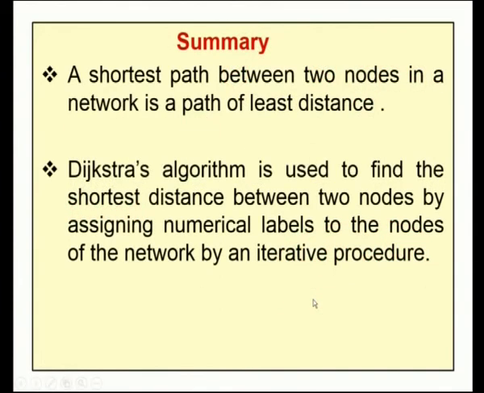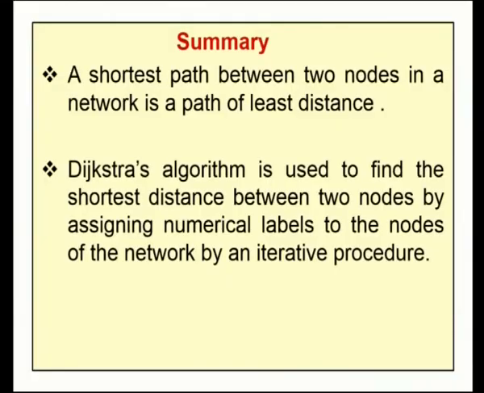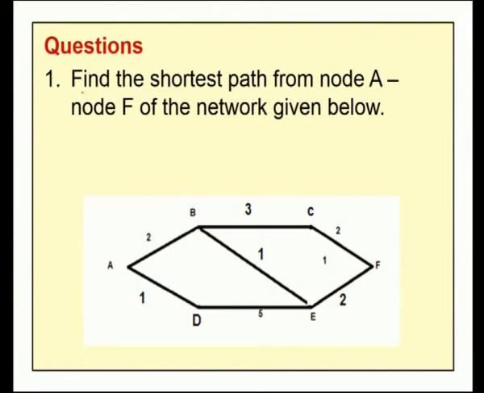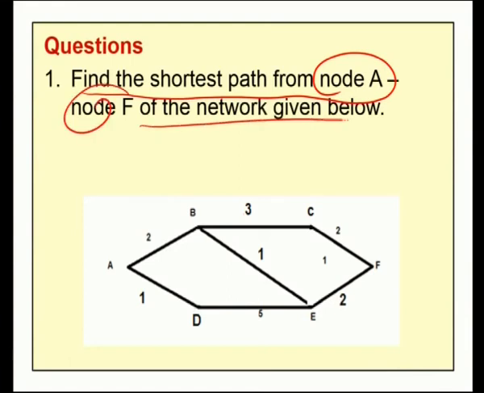Let me sum up. A shortest path between two nodes of a given graph is a path of least distance. So, a path of least distance is called the shortest path between any two nodes. Now, with the help of Dijkstra algorithm, we can find the shortest path between any two nodes. Using Dijkstra algorithm, we are assigning permanent labeling for nodes of a given network diagram by making use of an iterative procedure. The question: find the shortest path from node A to node F of the network given below.